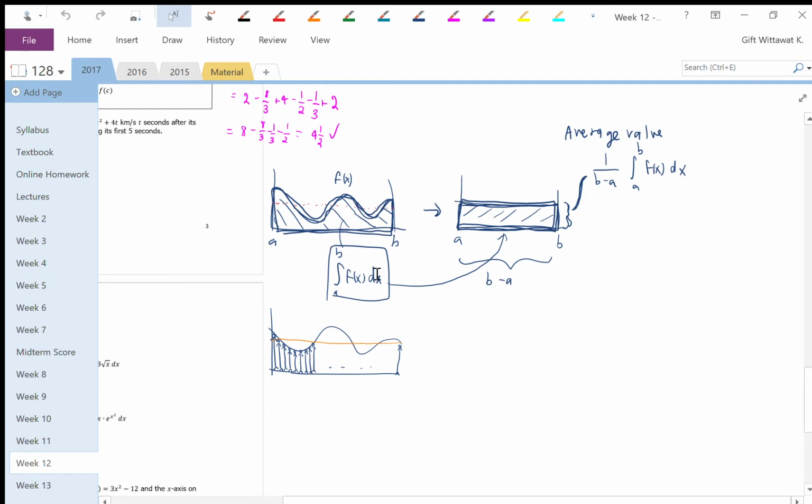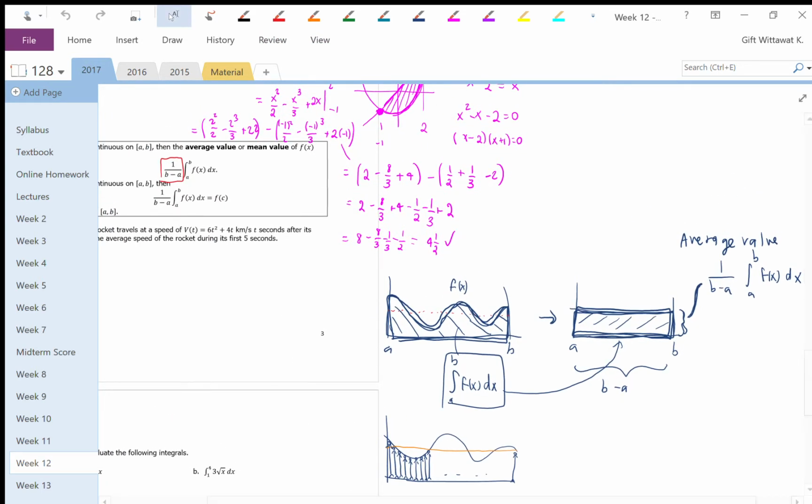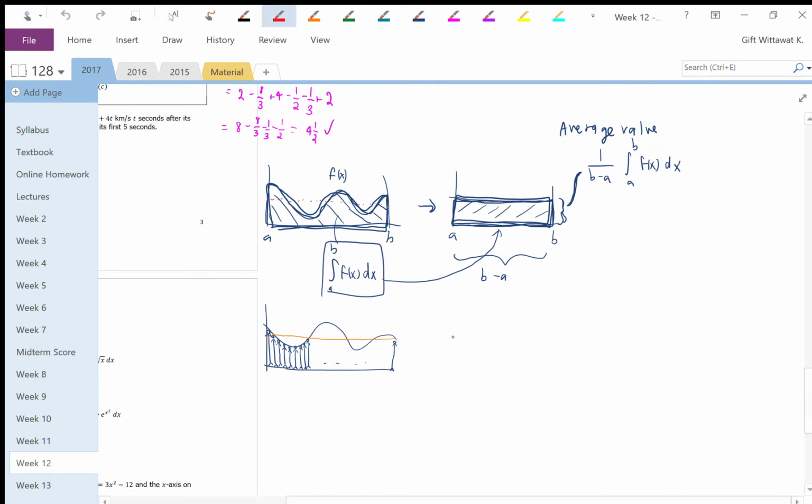Okay. So now, one thing I have to emphasize, by the way: the average value of a function is not to be confused.